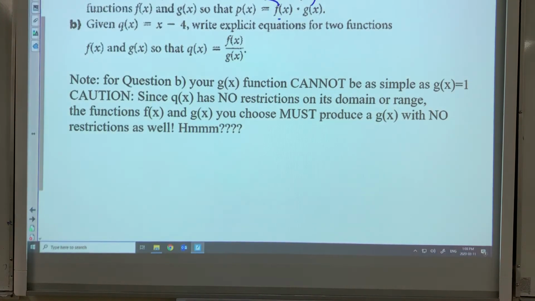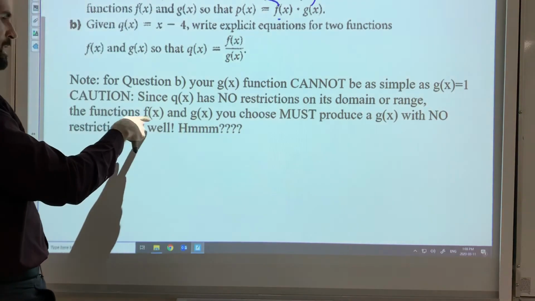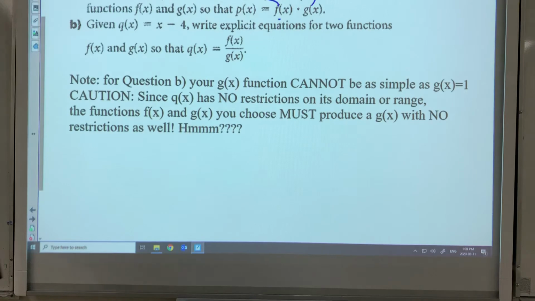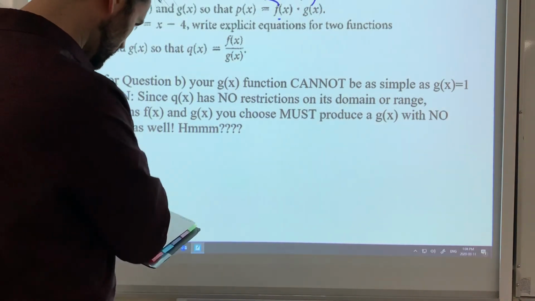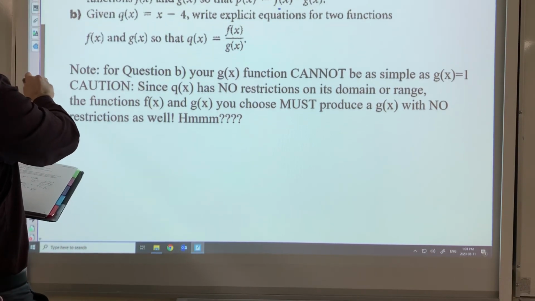Now I think I have a little note. It says q of x has no restrictions on its domain or range, so the functions f of x and g of x, you have to choose so that you don't get any restrictions. I might have to actually check my notes on that one. I can't quite remember off the top of my head how I dealt with that. Let's see here. Oh, that's a mess. Maybe we won't worry about this right now, and I'll do that after, because I don't want to stand here for 1 minute while I figure it out.